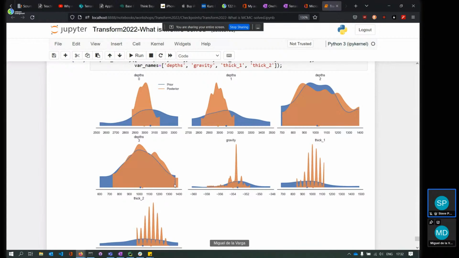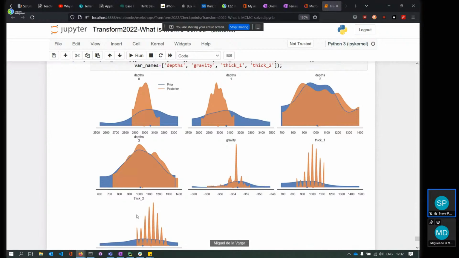Technically they are not posterior because they are just the result of the location of the depths. What I mean is that if you have the depth 0, depth 1, depth 2, and depth 3 variables, and you sample from the orange distributions, and then you run your models, then you can just reconstruct gravity, thickness, and thickness 2. Gravity, thickness, and thickness 2 are always depending on your variables, obviously. Same for the posterior, same for the prior.